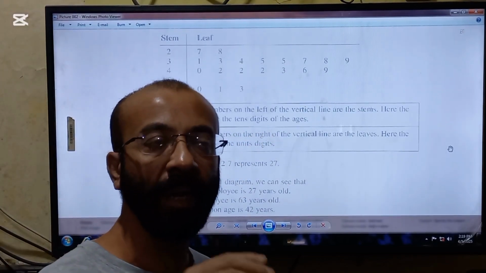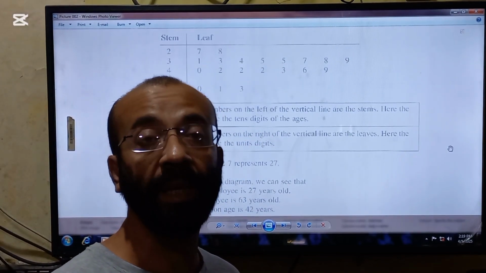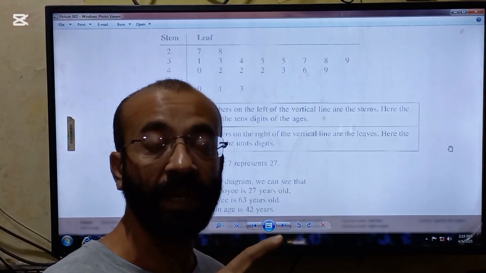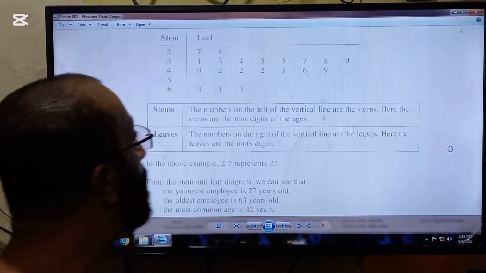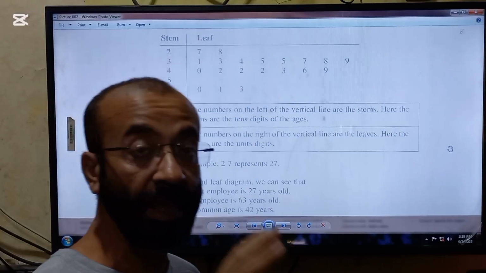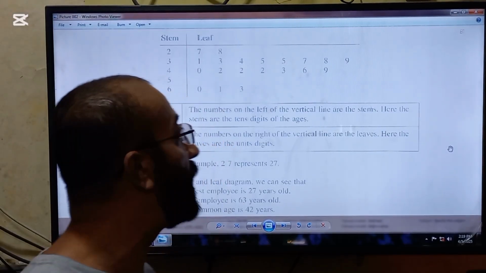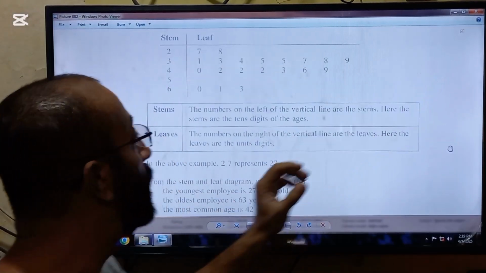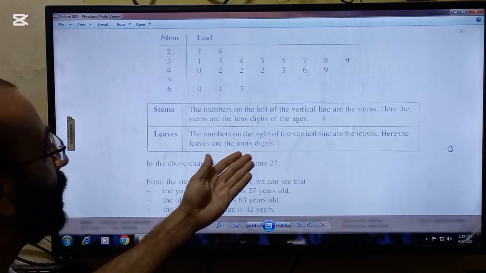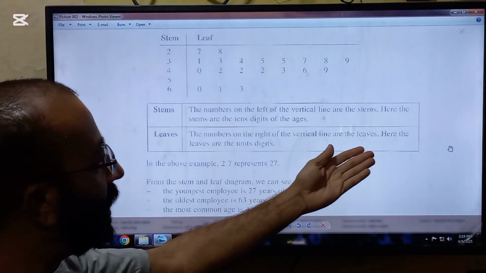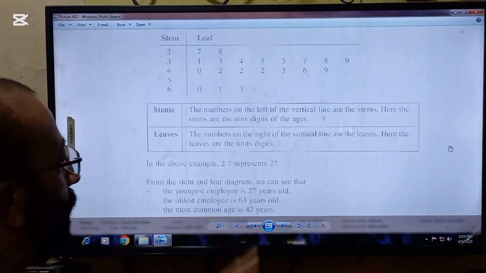For example, one employee's age may be 36, so 3 is the tens digit that will be placed in the stem, and 6 is the unit digit that will be placed in the leaf. So the numbers on the right of the vertical line are the leaves. Here the leaves are the unit digits.